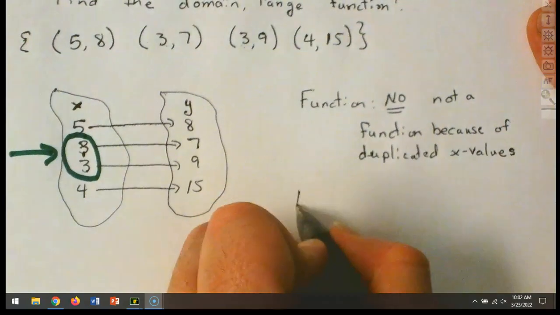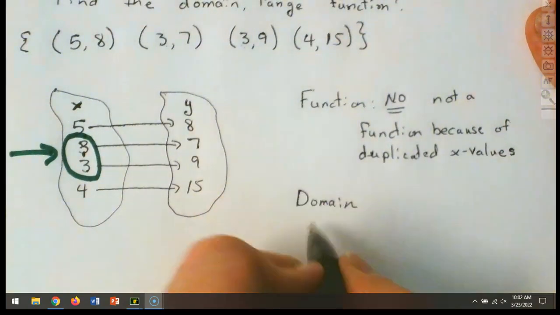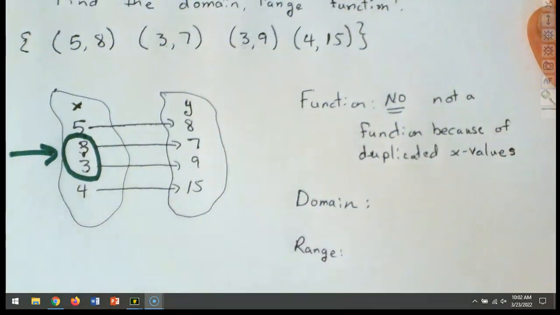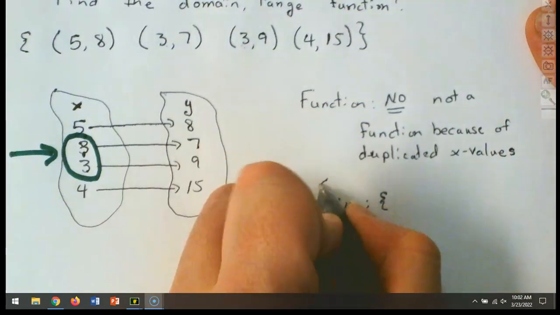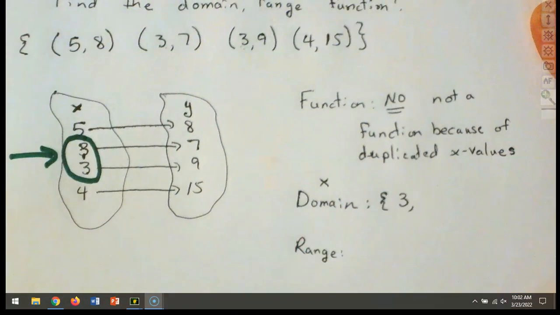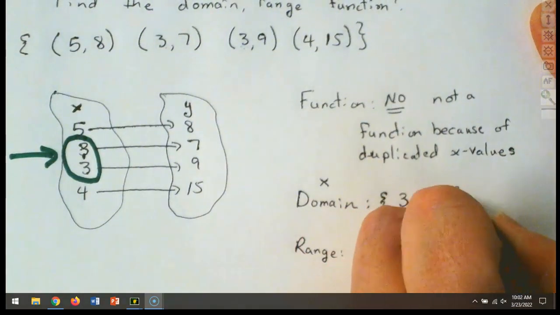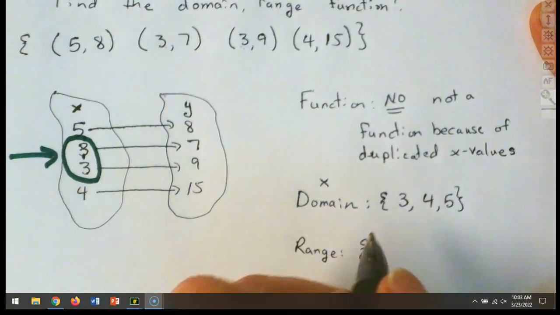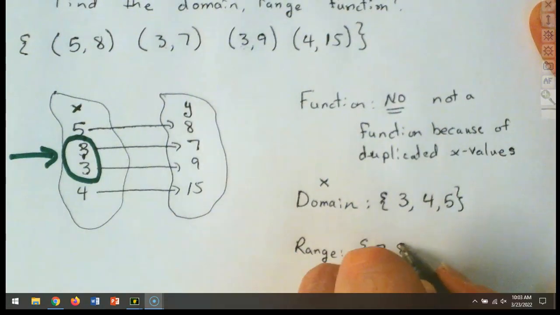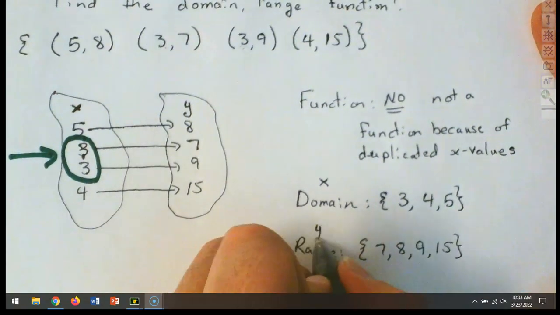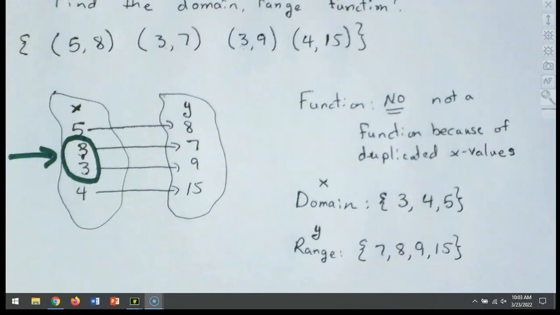Let's go ahead and get our domain and our range again. Domain, values of x. Duplicated values we only write one time. So my domain would be 3, 4, and 5. And the range, we'll have to order it correctly. It looks like it's 7, 8, 9, and 15. So there's your domain, which is x, range, which is the y value.